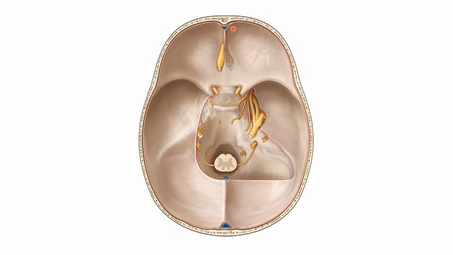In this image, you can see the cranial fossa. We are looking at the skull from its interior aspect, that is, we are looking at the inside of the skull. This area is the anterior cranial fossa. This is the middle cranial fossa. And posteriorly, this area is the posterior cranial fossa.